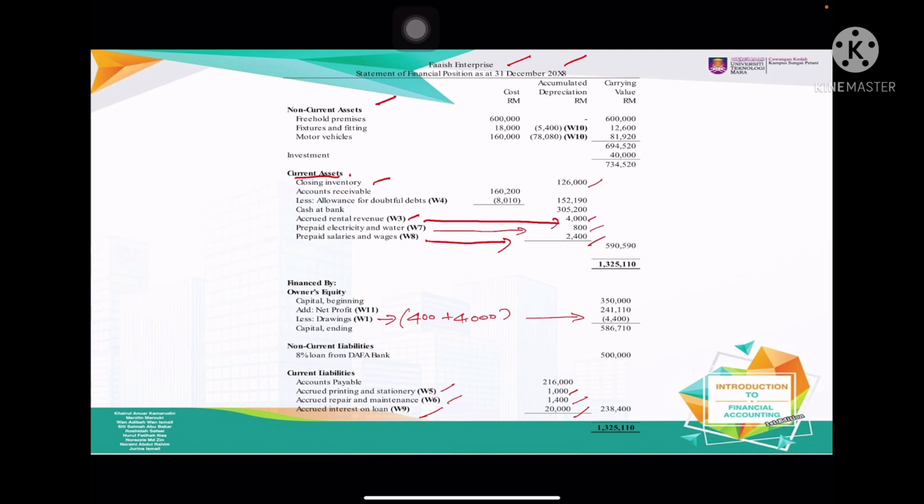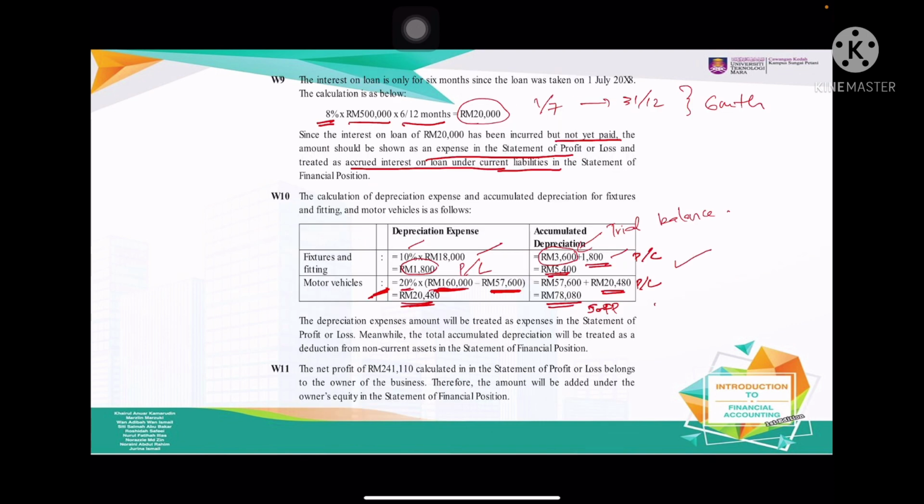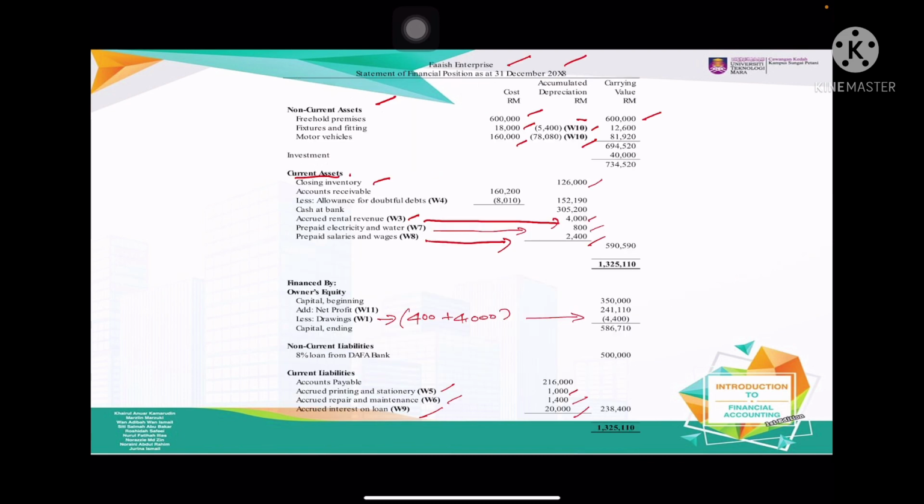Statement of financial position. Alright, firstly is our non-current asset, so 600,000. There is no accumulated depreciation for this one. So our carrying value will be 600,000. So fixtures and fitting 18,000, and then this one motor vehicle is 160,000. So this is our calculation just now, 5,400 and 78,080. This is the figure for the item of statement of financial position. So this one, the cost minus 5,400 will get 12,600. And this one, 160,000 minus 78,080 will get 81,920.